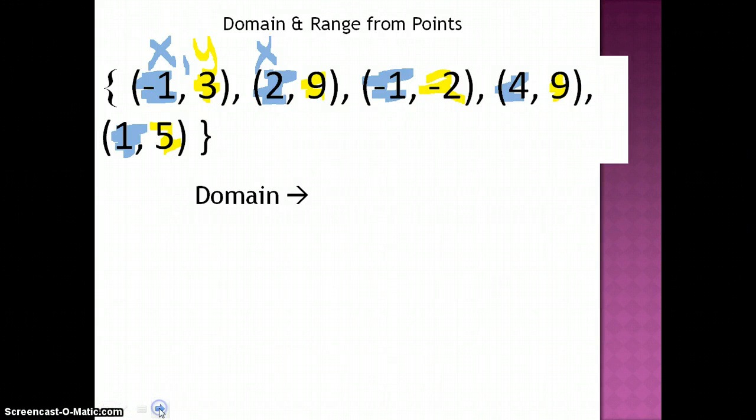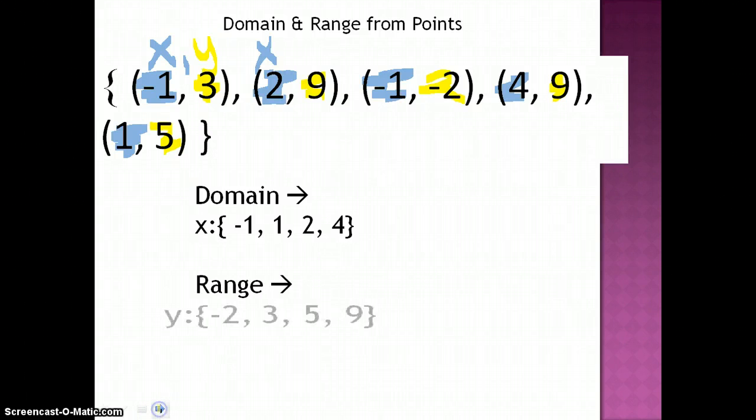So my domain is going to be my X, so it's going to be colon, and then again, you're going to go from least to greatest. So it's -1, and it occurs twice, but again, we only write it one time. And then we have 1, 2, and then 4. And the same with our range. We're going to go from least to greatest with our range. So we have -2, 3, 5, and then 9. Again, it occurs twice, but we only write it one time.